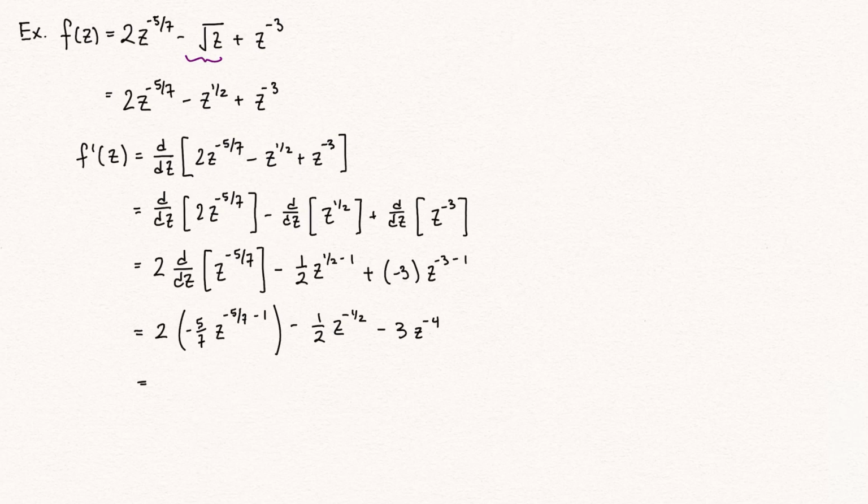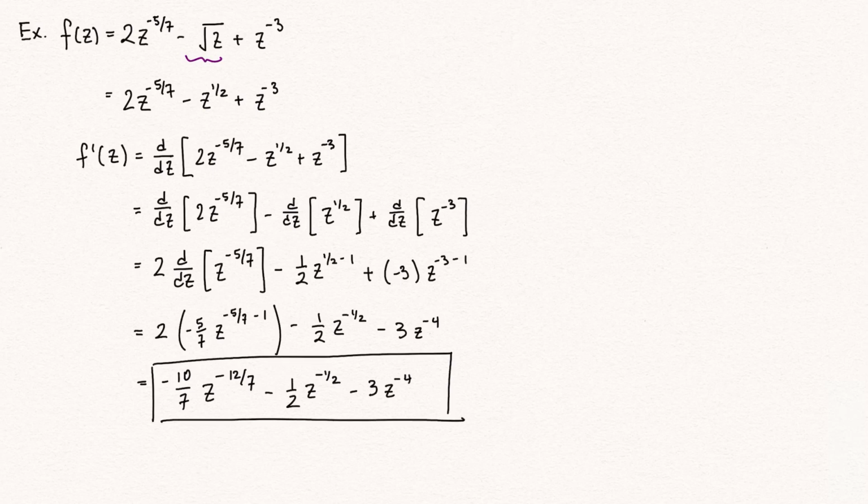And then finally, cleaning everything up just a little bit more, we get negative 10 over 7 z to the negative, I think that's 12 over 7. Yep. Minus 1/2 times z to the negative 1/2 minus 3 times z to the negative 4. And that will be our derivative for our second example problem.